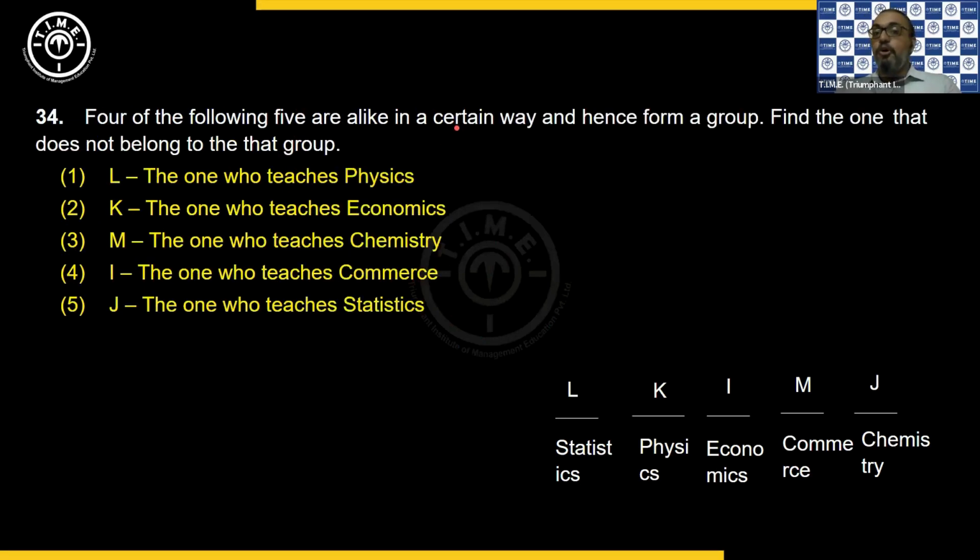Next, 4 of the following 5 are alike in a certain way and hence form a group. Find the one that doesn't belong to that group. So it's again an odd man out question. So go through that and see what do we get. What do we have here?